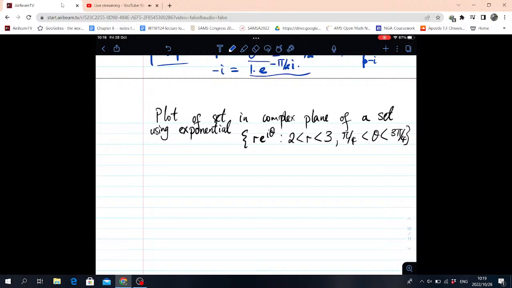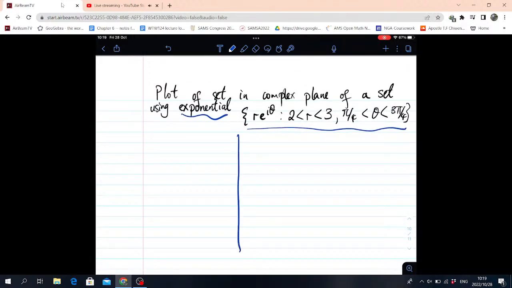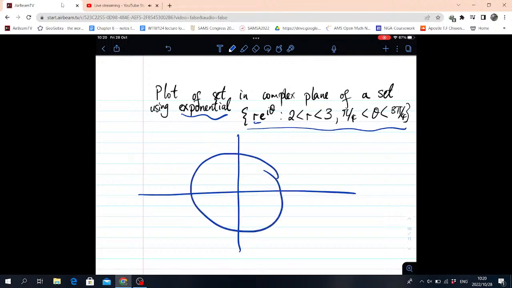And so we want to plot a set in the complex plane, where the set is given in exponential polar form, right? And we want to draw this. So it's pretty much the same as what we did previously. So we know r is between 2 and 3. So just think of the modulus. You're going to say 2 there, 2i, minus 2i, and then minus 2 there, right?